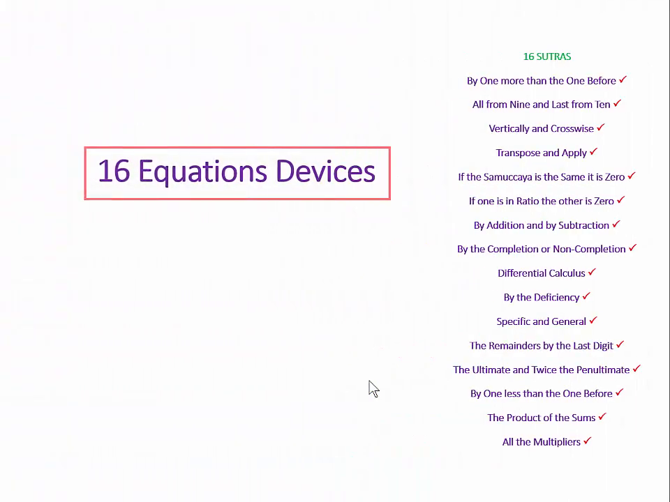So that's it, that's the 16 sutras and how they might apply in solving equations.